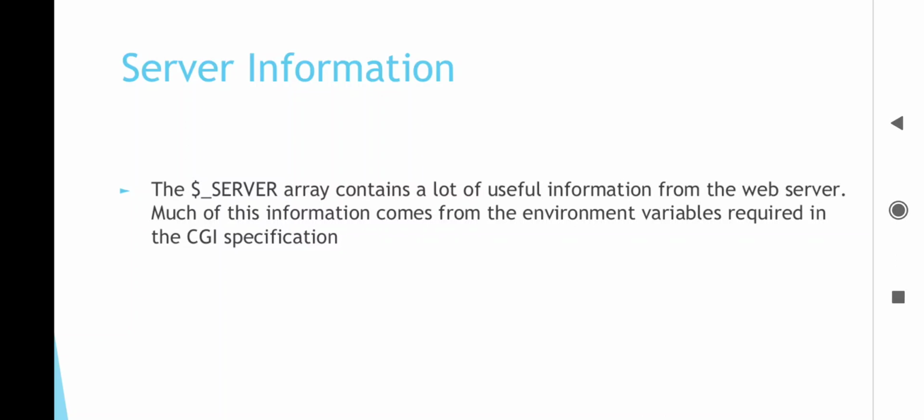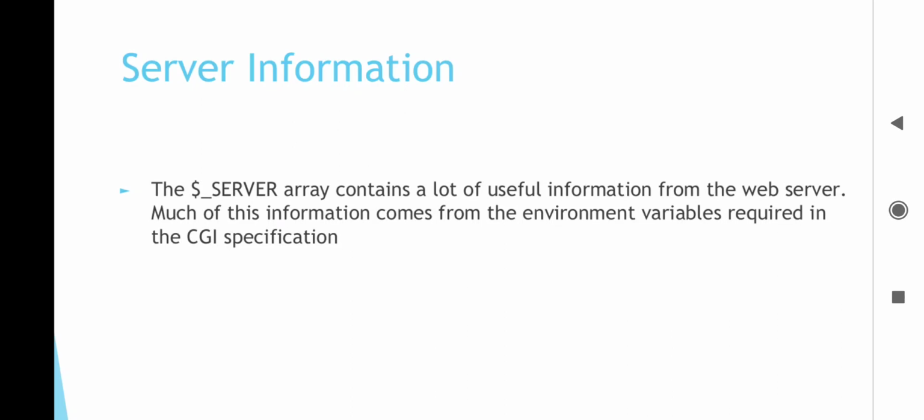So next is server information. What does server information mean? See, $_SERVER is an associative array, meaning it provides key and value pairs. It contains a lot of information from the web server, and we can give multiple examples. Suppose your code is $_SERVER in brackets in single quotes PHP_SELF. It returns the file name of the currently executing script. When you use $_SERVER['SERVER_ADDR'], it returns the IP address of the host server. When you write $_SERVER['SERVER_NAME'], it returns the name of the host server such as www.php.com.